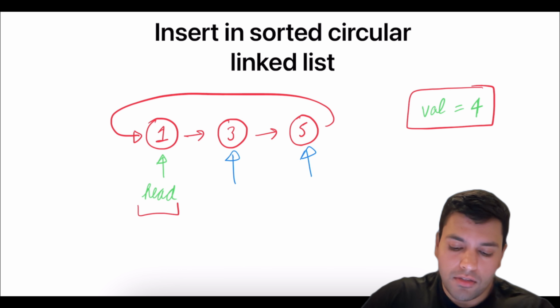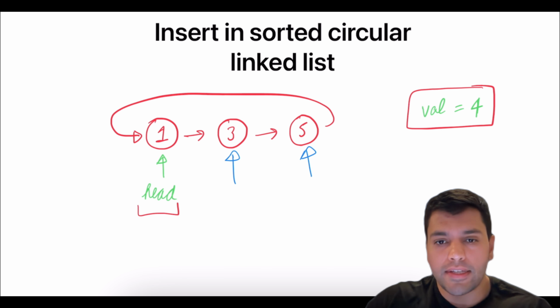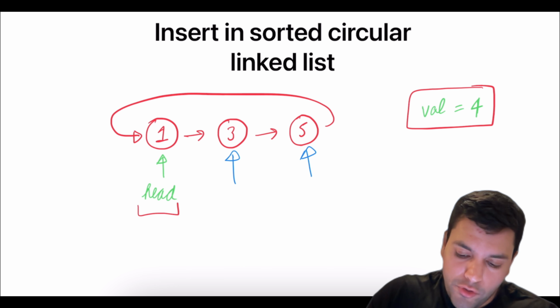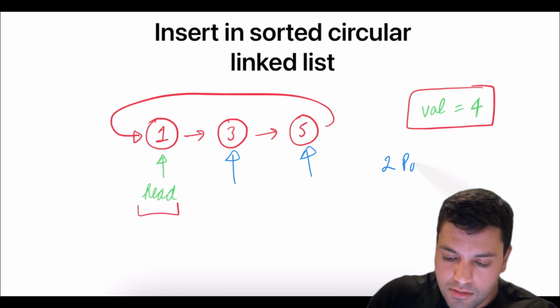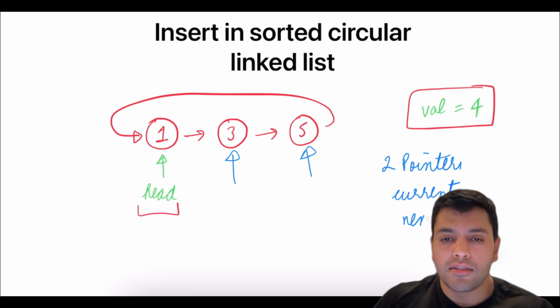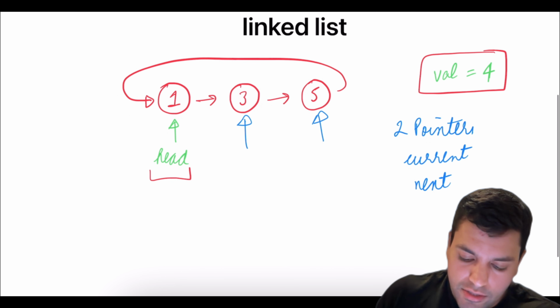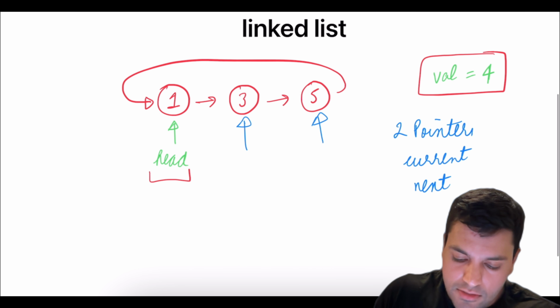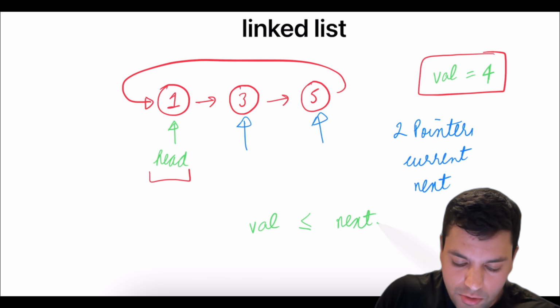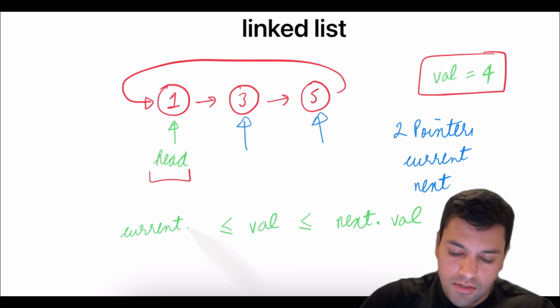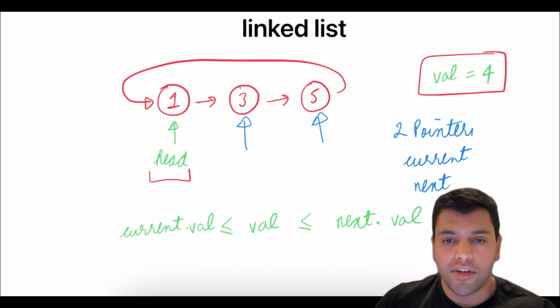To understand this problem, one thing is clear: whenever we want to insert a node in a linked list, it is going to come in between two nodes. So we are going to need two pointers, and let me call them current and next. A simple case where we can insert a node in between these two nodes is when value is less than or equal to next.val and value is greater than or equal to current.val. We are going to check for this condition when we are iterating over the linked list.